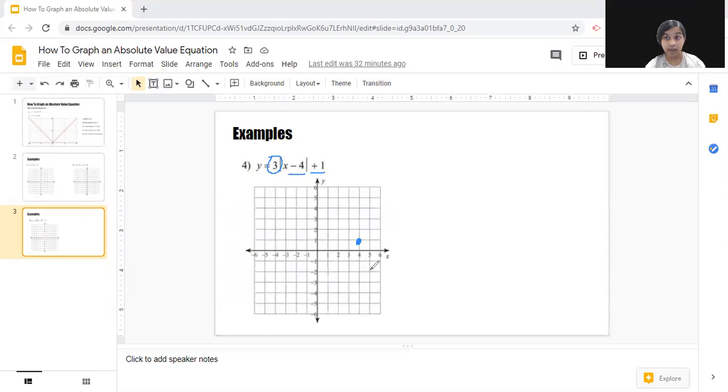So let's start plugging in x values to figure out our points. So we can do 5. 5 minus 4 is 1. And the absolute value of 1 is also 1. 1 times 3 is 3. And 3 plus 1 is 4. Making our second point 5, 4. Right there. And now we can mirror this to the other side, making our graph.